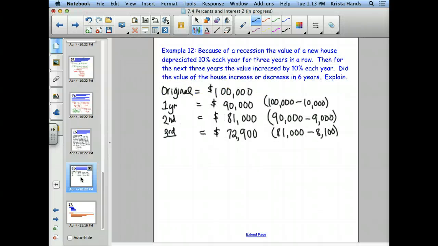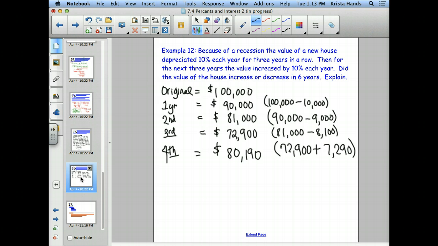Okay, but fortunately, it's going to rebound. The market has come back up apparently, and for the next 3 years, it's going to increase 10% every year. But we're still starting at this $72,900. How much am I going to add to this now? 7,290. So after my fourth year, what's it worth? Okay, did that add up? Did we get that? Sounds good to me. All right, we're going to do it again.